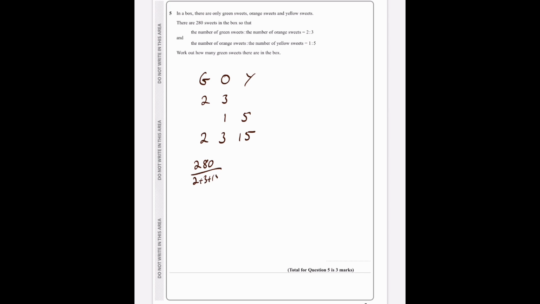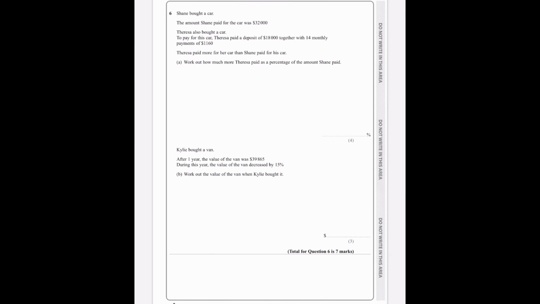We'll split the 280 by the sum of those to get the value of one part, so 280 divided by the 20, so 14 sweets is one part. 2 parts are green, so we'll double the 14 to get 28 green sweets in the box.